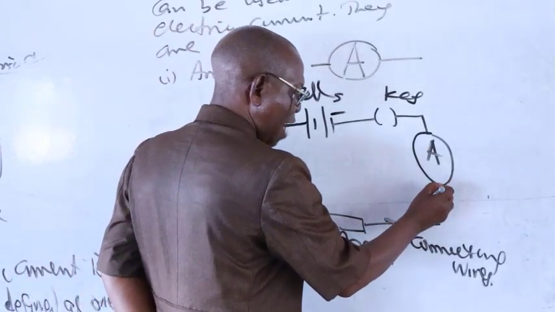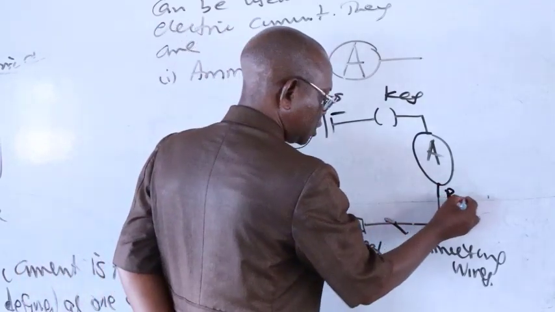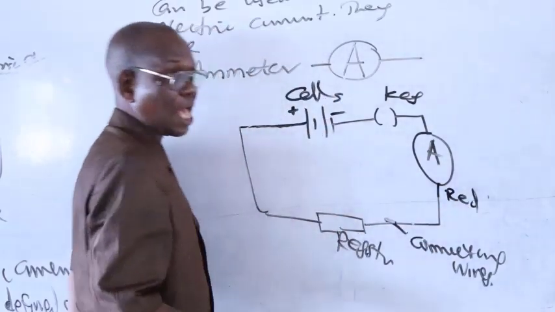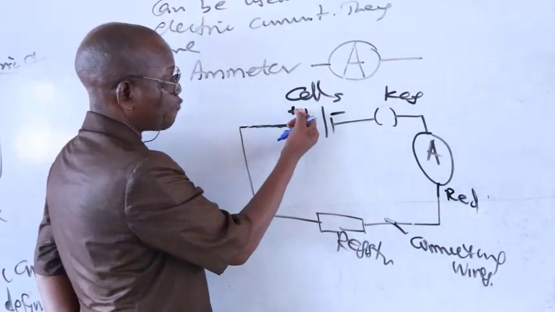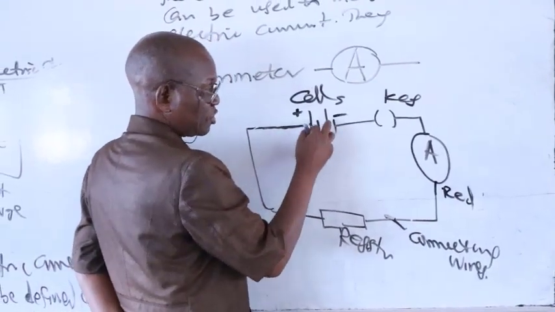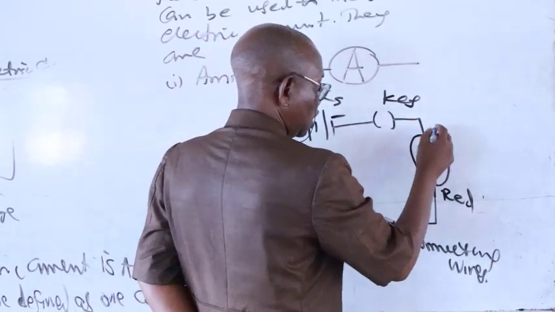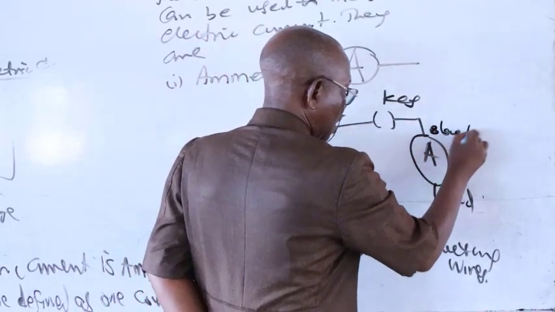So when you get to the ammeter here, this leg will enter through the red of the ammeter. Why? Because it is coming from the positive leg of the battery. This is the negative leg of the battery. Go to the key. From the key, this will enter black.